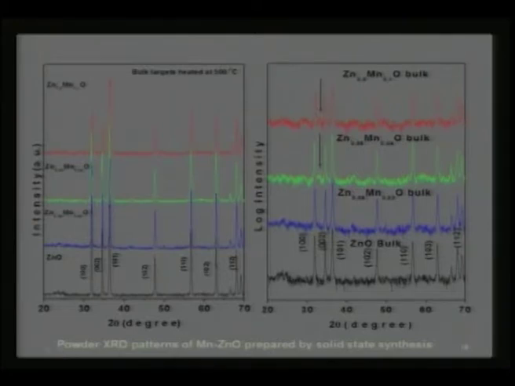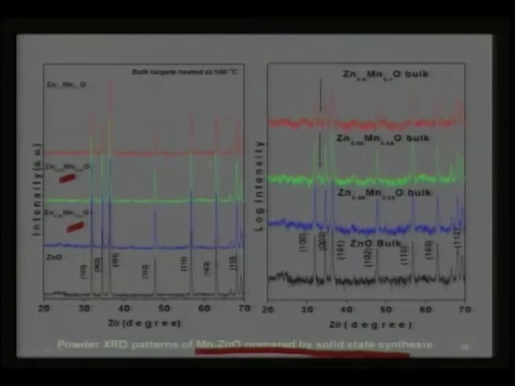Let us take the case of manganese doped zinc oxide prepared by solid state synthesis. Here, if you look at the X-ray pattern, you can clearly see that all the X-ray patterns look very clean. Whether you dope with 2% or 4%, it gives a convincingly clear X-ray pattern.